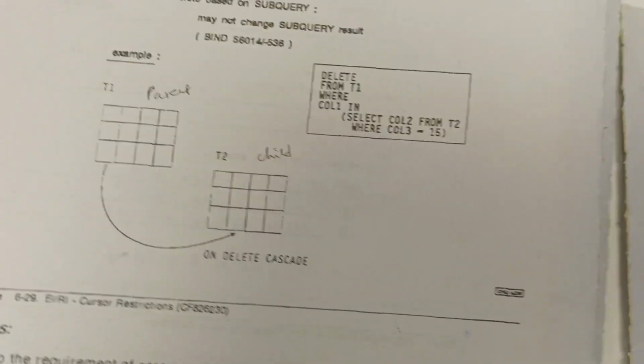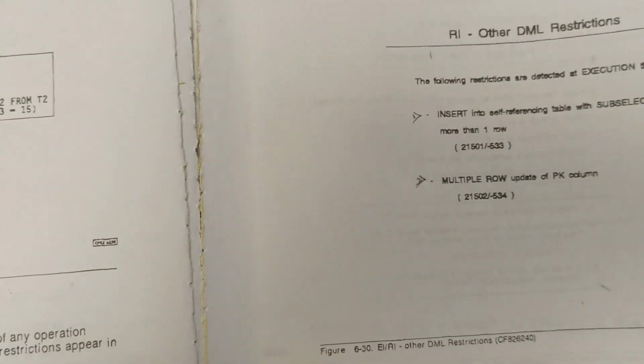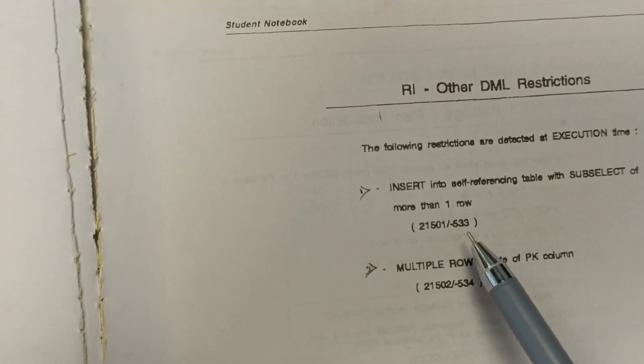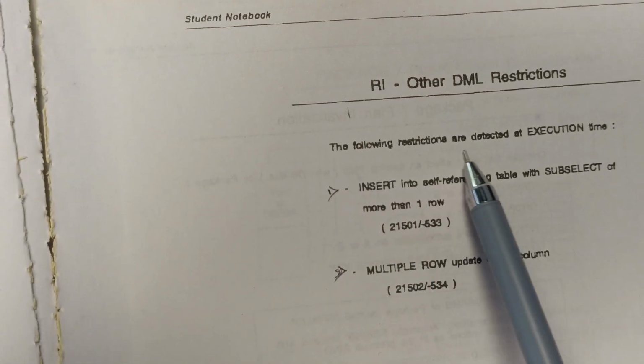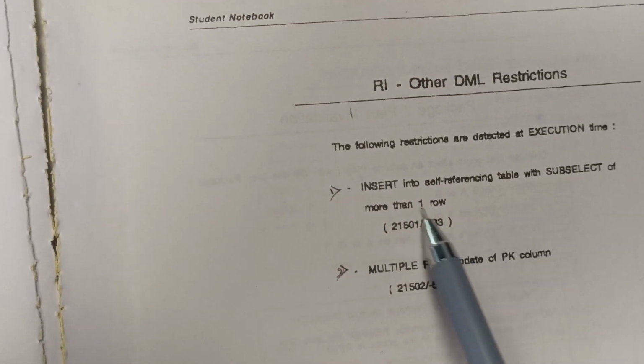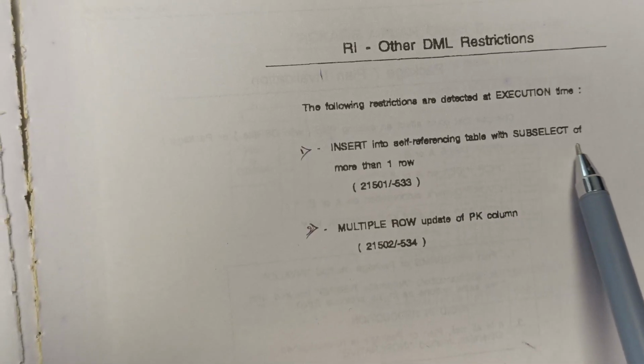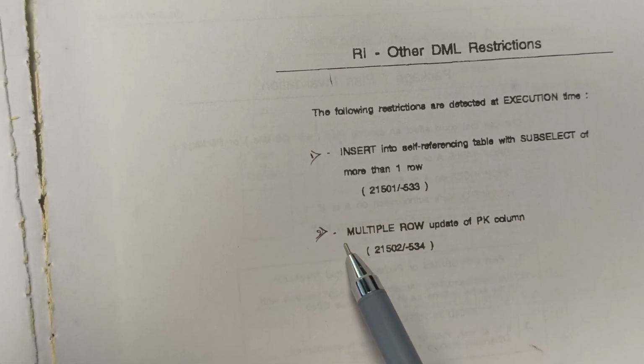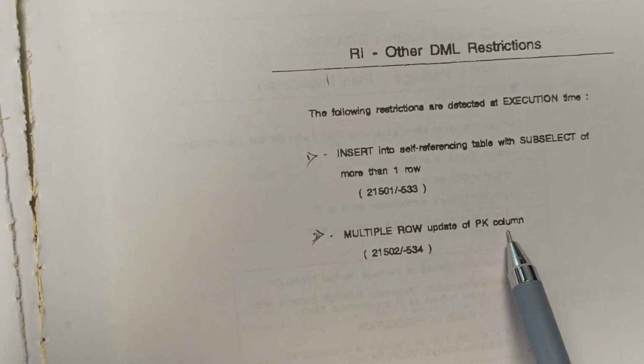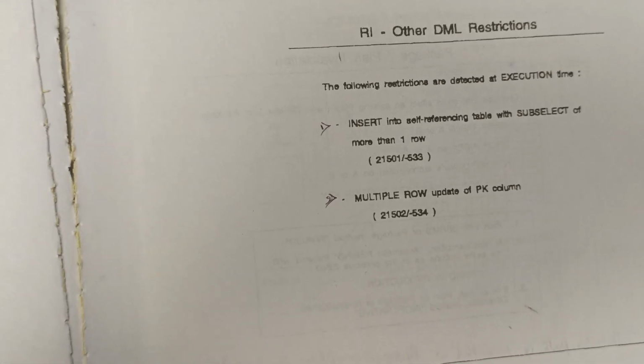This is the syntax for the referential integrity concept. And we have seen some restrictions at execution time: insert into a self-reference table with a subselect of more than one row, and multiple rows updating the primary column.